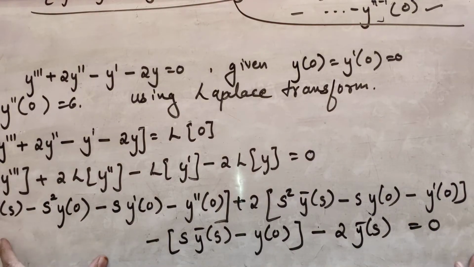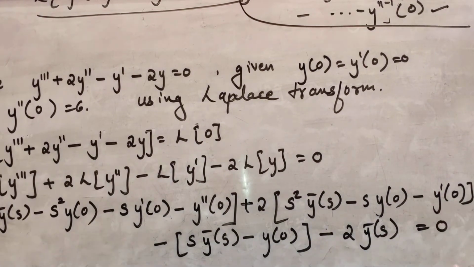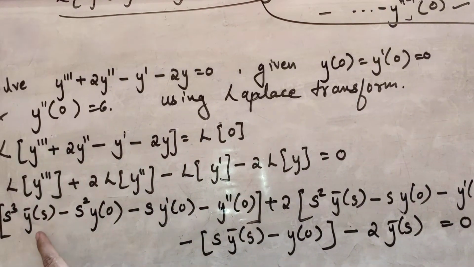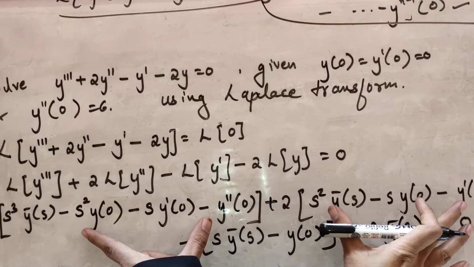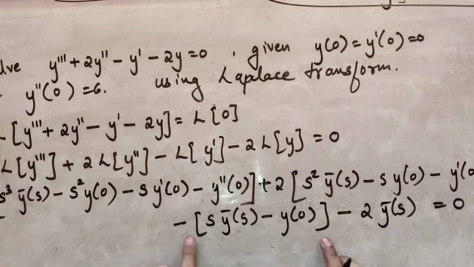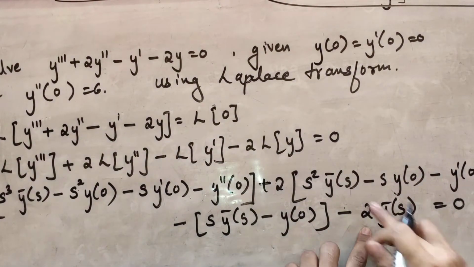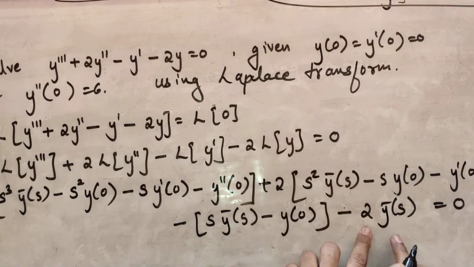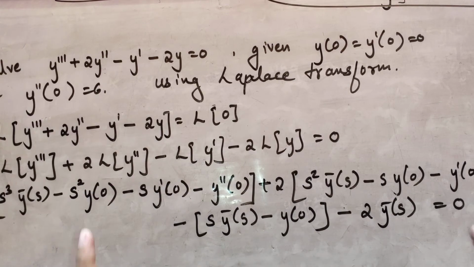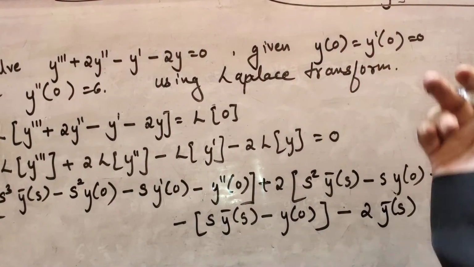Now after we are done with that expansion, I hope the expansion is clear to all of you. First s cube y bar of s minus this expansion, I hope it is clear. Again for n equal to 2 you are going to do it. For n equal to 1 you are going to do it, and there is no expansion as such. Just directly write the Laplace transform of y as y bar of s equated to 0. Once you are done up till here, you are going to substitute the values given to you in the problem.